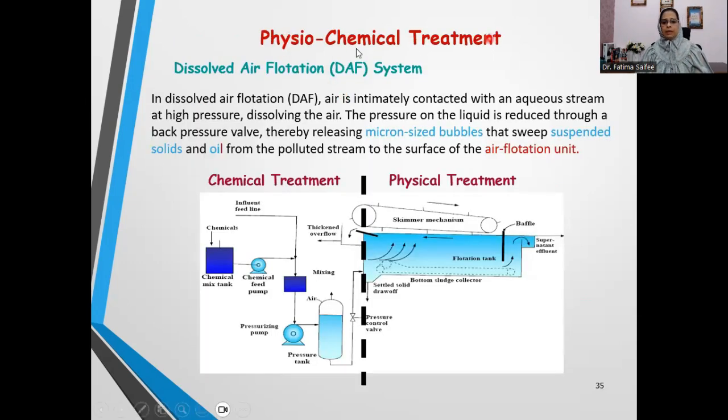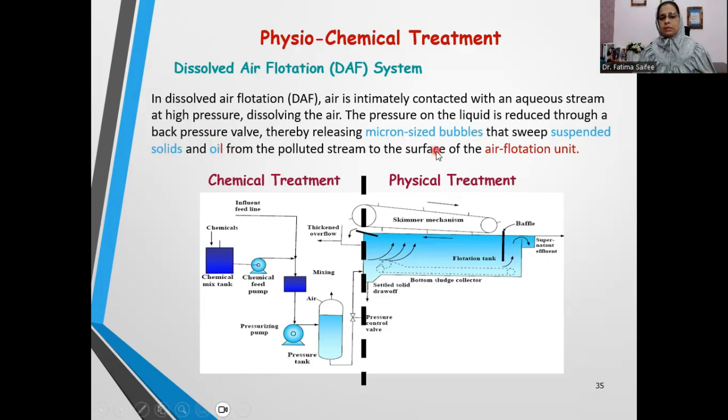Now, physiochemical treatment. What happens here is that we are introducing air into the system so that we can more easily remove the floatables. So in dissolved air flotation, air is intimately contacted with an aqueous stream, that means water at high pressure dissolving the air. The pressure on the liquid is reduced through a back pressure valve, thereby releasing micron-sized bubbles. That means introducing so many air bubbles into the water that sweep suspended solids and oil.